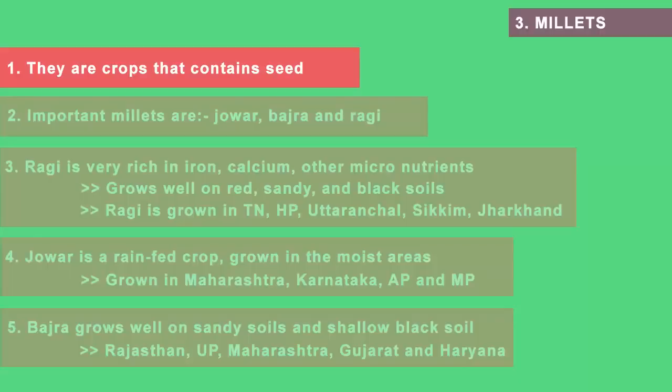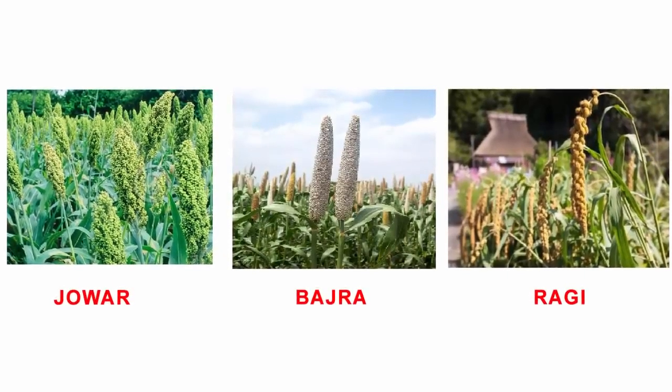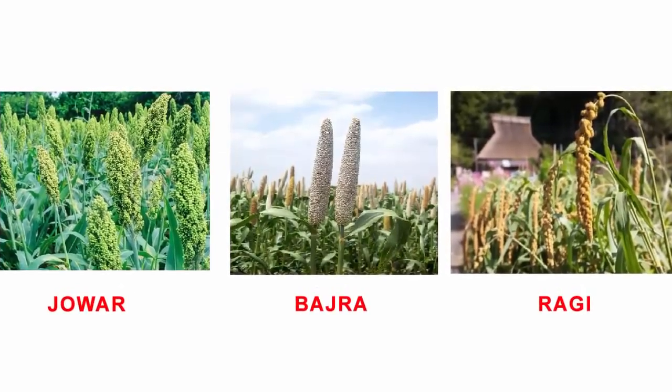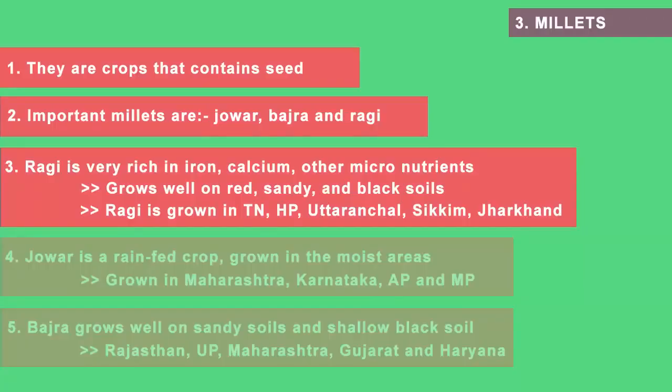And the next crop is millets. So millets are crops that contain small seeds. Some of the important millets are jowar, bajra, and ragi. And these have very high nutritional value. For example, ragi is rich in iron, calcium, and other micronutrients.